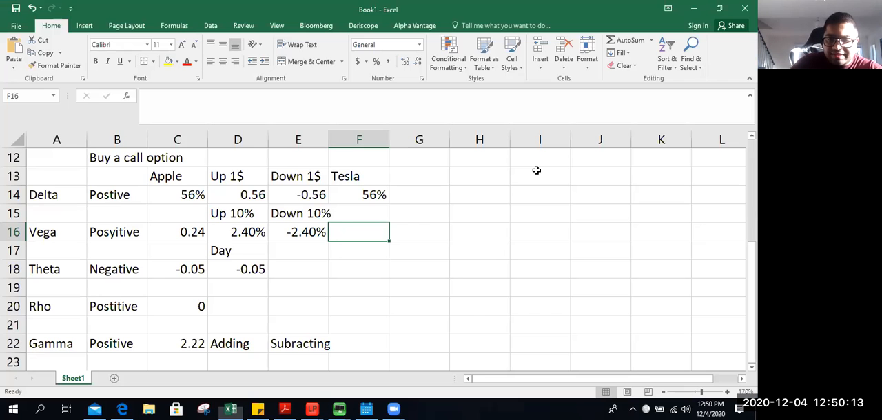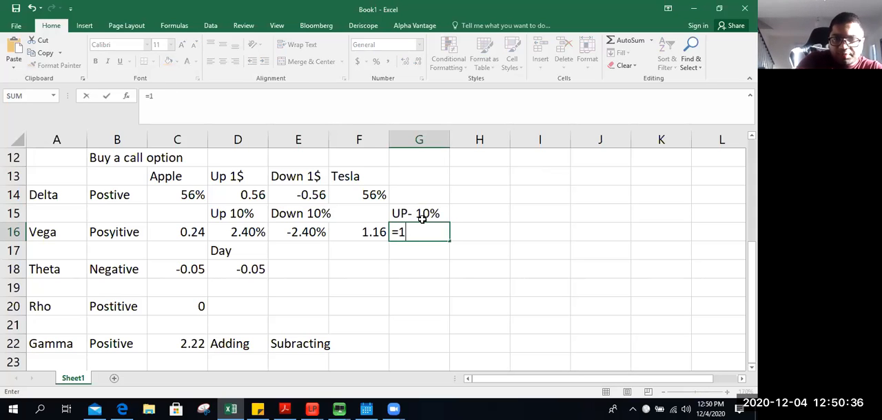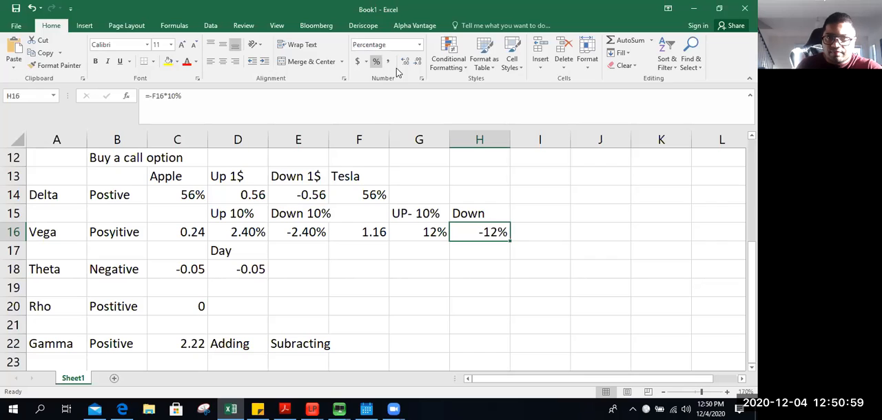Vega of Tesla is 1.16. So if volatility goes up 10%, this option is going to go up 11.6. 10% into Vega, 11.6. So if volatility goes up 10%, it will move up 10% times 1.16. That is 11.6%. And if volatility goes down by 10%, this will move down 11.6%. Okay. So Tesla is much more sensitive to volatility than Apple is.